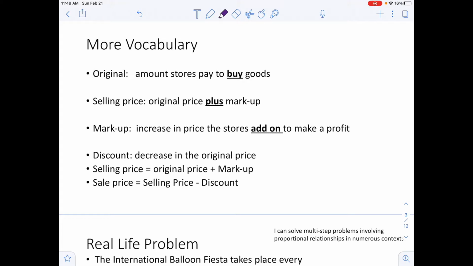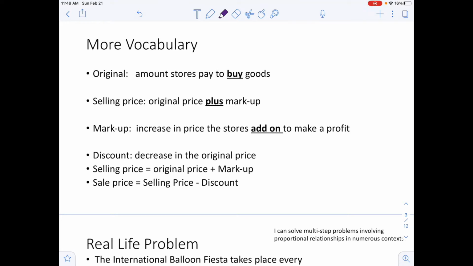Okay, some more vocab. The original price is the amount the store pays for the item. Obviously they're not going to pay $15 for a shirt and sell it for $15 because they have to make money. So they're going to sell it for more, which is the selling price. That's the original price that they paid plus the markup. And the markup is the increase that the store adds on so that they can make a profit. So if it costs them $15, maybe they're going to sell it for $30 so that they can make a profit.